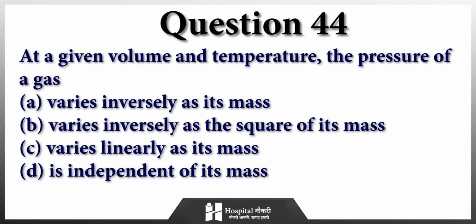Next question is, at a given volume and temperature, the pressure of a gas A, varies inversely as its mass, B, varies inversely as the square of its mass, C, varies linearly as its mass, D, is dependent on its mass. The correct answer is varies linearly as its mass.